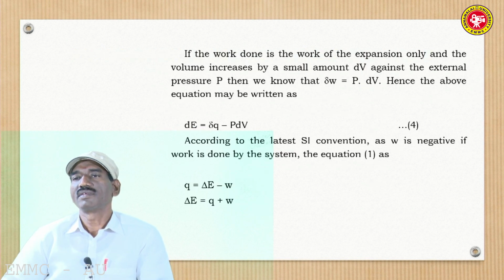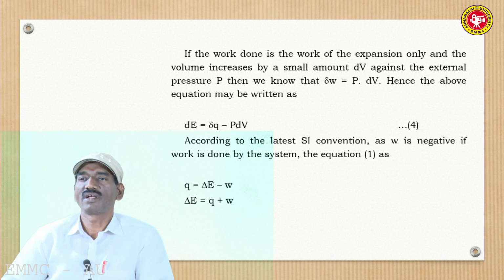If the work done is the work of expansion only and the volume increases by a small amount dV against the external pressure P, then we know that δW is equal to P dV. Hence, the above equation may be written as dE = δQ − P dV. According to the latest SI convention, as W is negative if work is done by the system, equation 1 may be written as ΔE = Q + W.